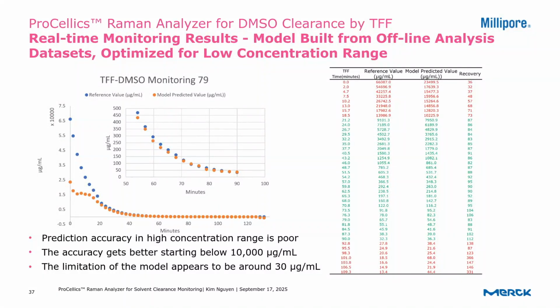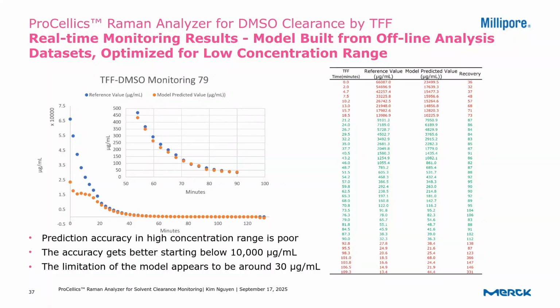We then apply this new low concentration model and we apply the second TFF monitoring data. The reference value of the offline sample concentration stays the same. But because we are using a new model, the predicted concentration is different. The new model only includes data sets at lower concentration.